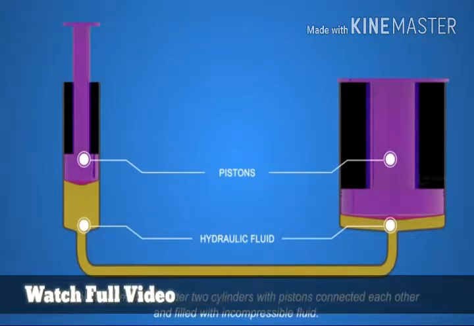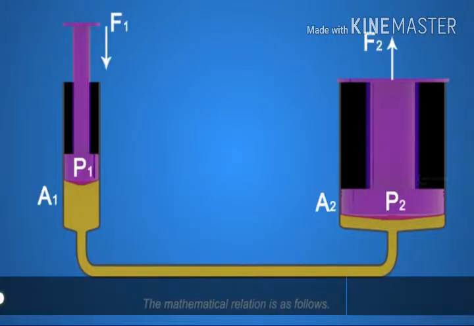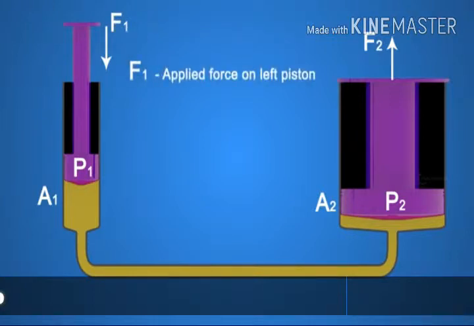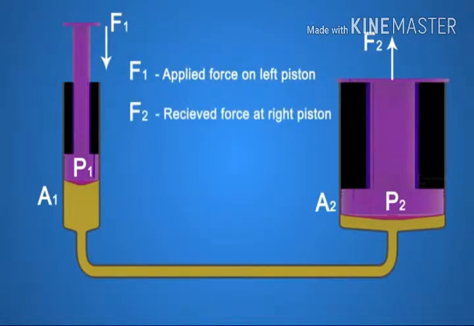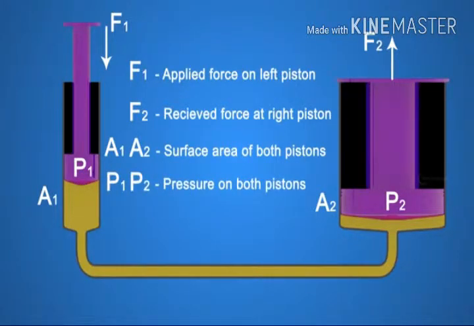Consider two cylinders with pistons, connected to each other and filled with incompressible fluid. The mathematical relation is as follows. F1, applied force on left piston. F2, received force at right piston. A1 and A2 are surface areas of both pistons. P1 and P2 are pressure experienced by both pistons.